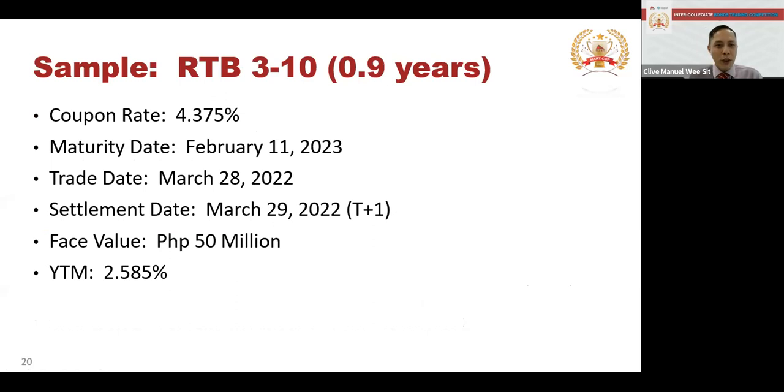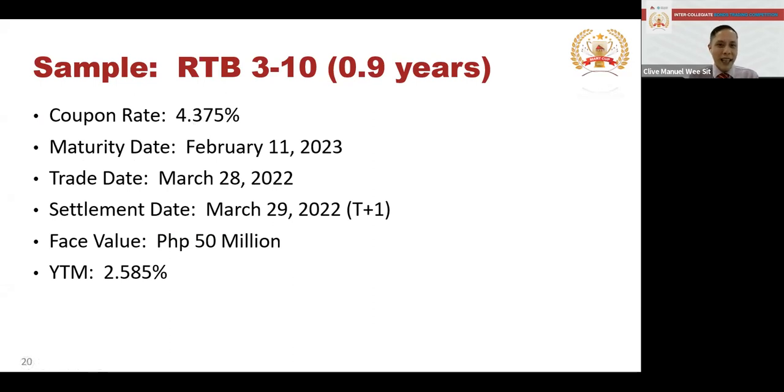The coupon rate here is 4.375. The maturity date is February 11, 2023. Let's assume also that we bought this bond on March 28 for settlement T+1, March 29. And let's assume a face value of 50 million and the yield to maturity of 2.585%. So here you notice that the yield to maturity is at 2.585% versus the coupon rate of 4.375. This is a premium bond.